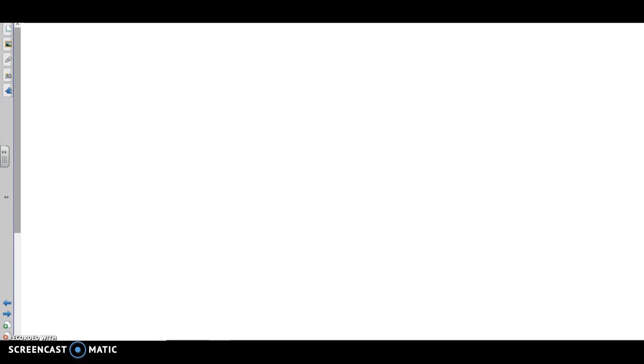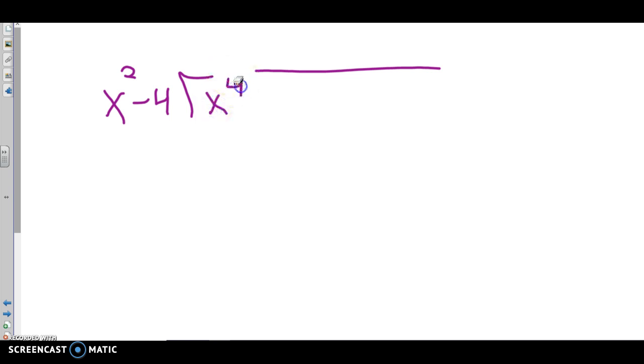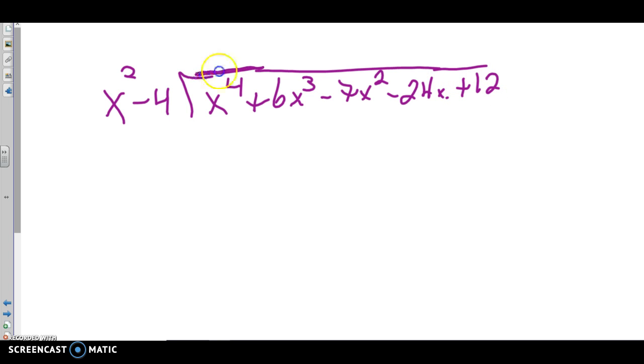For number 3, I'll do the other method, and then I'll see if you can do 4 on your own. So 3, I'm going to do the long division way, x squared minus 4, going into x to the 4th plus 6x cubed minus 7x squared minus 24x plus 12. Now it should work either way, but I just want to make sure you see each way.